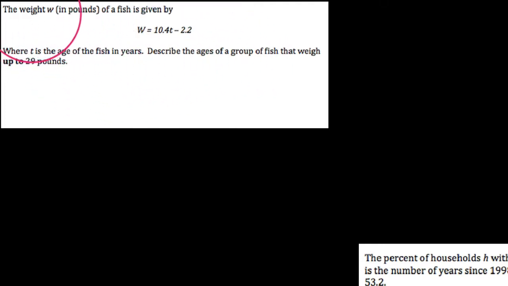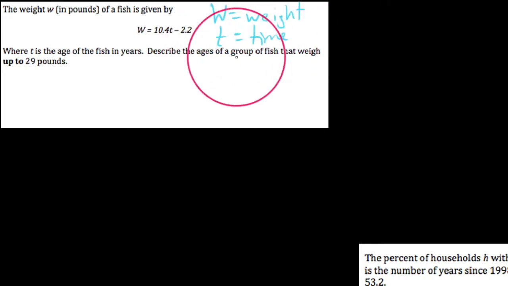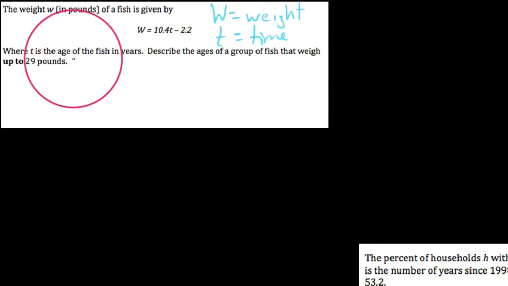You'll notice this one here says the weight W, which we're going to measure in pounds, of a fish is given by this. So we have W, the weight of the fish in pounds, is equal to 10.4 times this variable T, minus 2.2, where T is the age of the fish in years. Go ahead and write this down: W is our weight, and T is time. It says describe the ages of a group of fish that weigh up to 29 pounds.